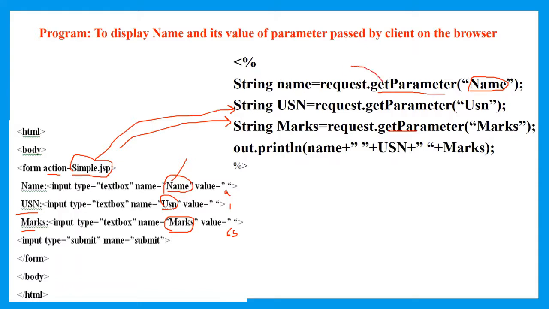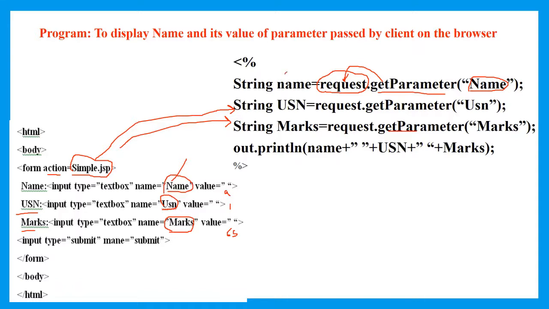getParameter belongs to the interface called HttpServletRequest. The default object for the request interface is request. With the help of the default object, I am calling the getParameter method, and the return value will be assigned to the variable called String name. So here the value I got for name is A.